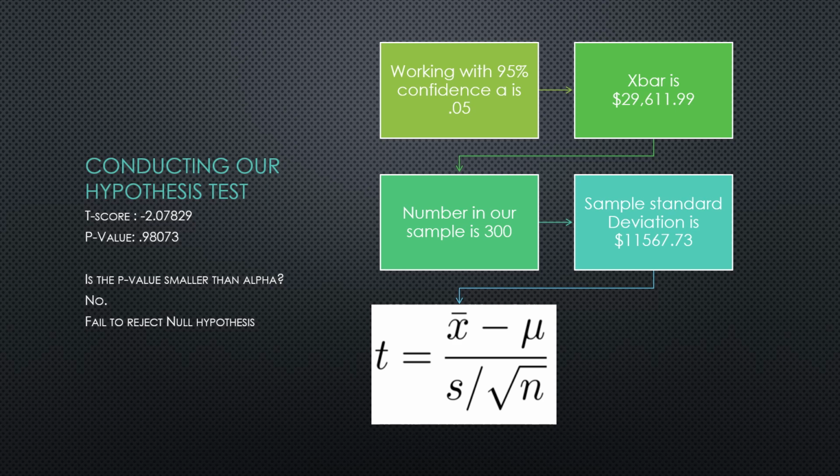So we're just going to go to the end of it. Is the p-value smaller than alpha? Is 0.98073 smaller than 0.05? No, it's not. So we were not able to reject the null hypothesis, which means we fail to reject the null hypothesis.